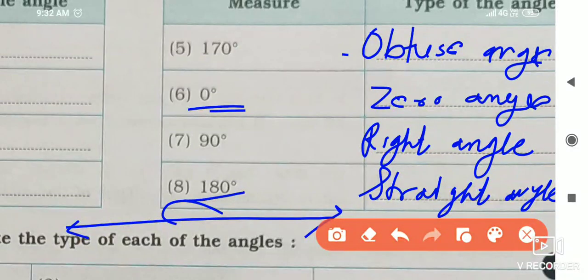Okay, so in this way, from the measure we can find out the types of angles. I taught you that in the first lecture, on the first page, types of angles. Just now I showed you that also, and after looking at that, you have to solve this question. Just note this down.